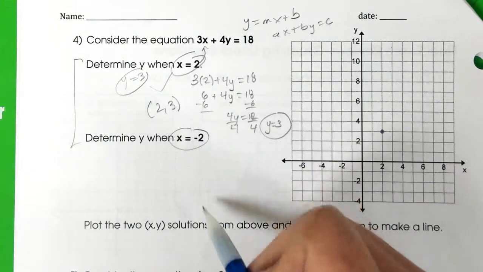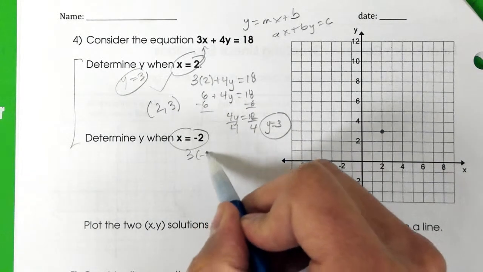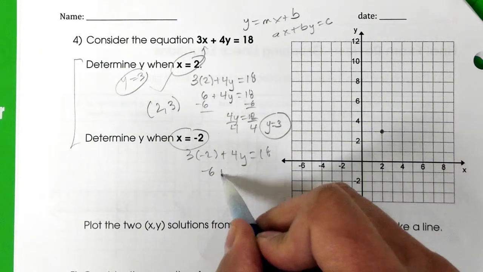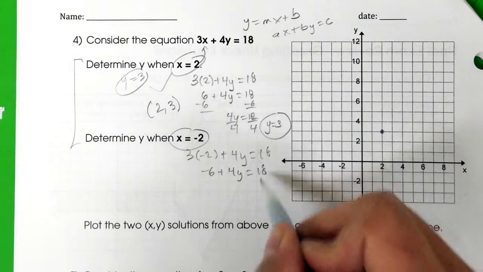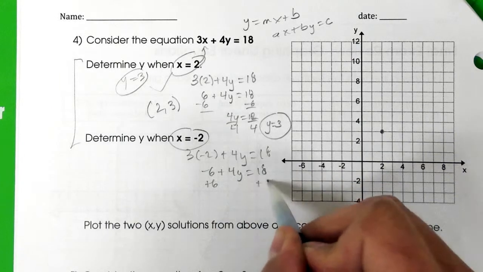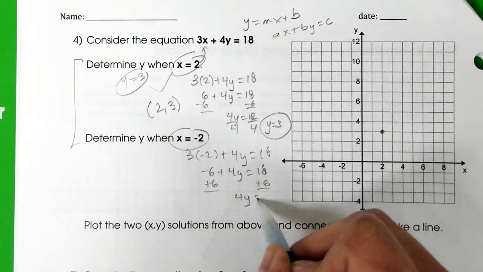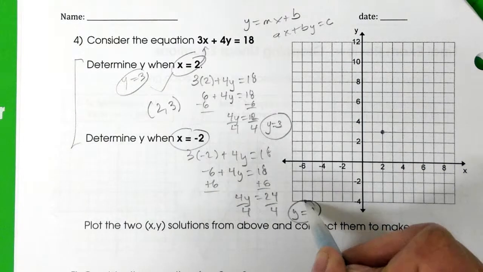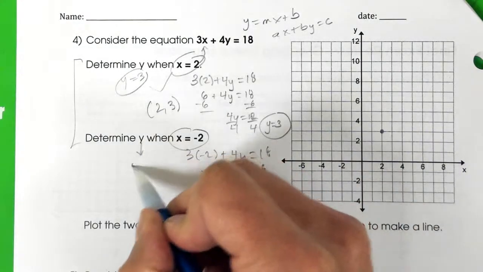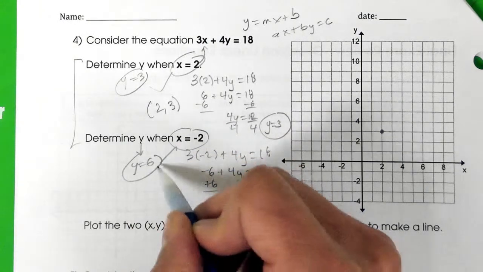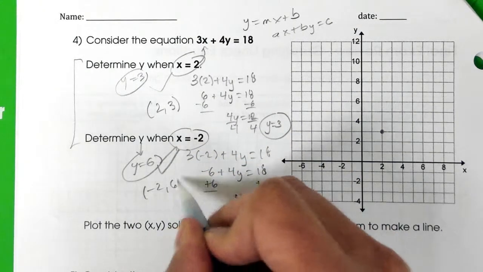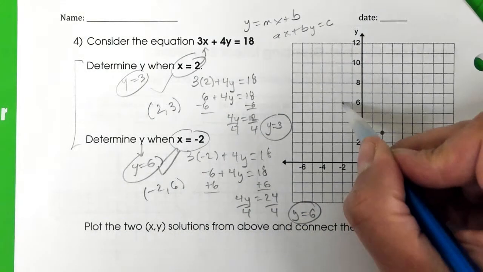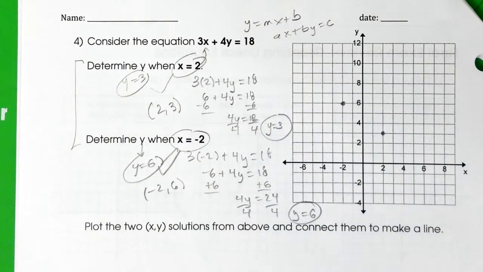We're going to repeat that again for negative 2. 3 times negative 2 plus 4 times y equals 18. And then you're going to use balance moves to solve for y and find that y is equal to 6. So we know y is equal to 6 when x is equal to negative 2. Put those two together, negative 2, 6, as an ordered pair, and now we have 2 points.